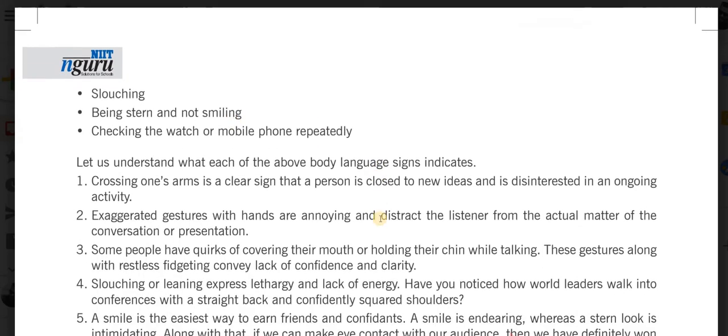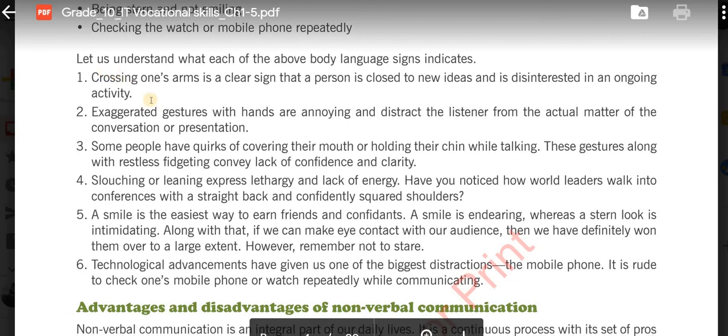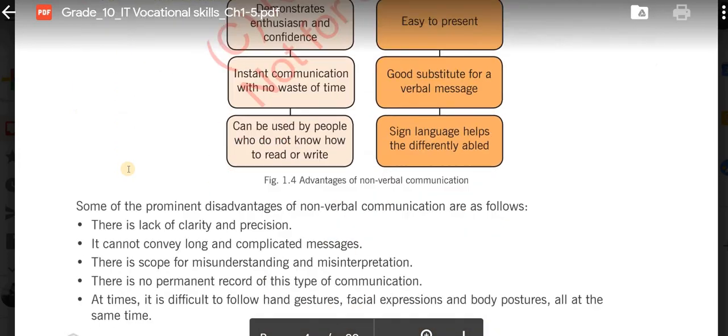Okay, let's understand what each of the above body language signs indicate. I have just told you what all these things mean. Okay, so now the advantages and disadvantages of non-verbal communication. Let's find out.